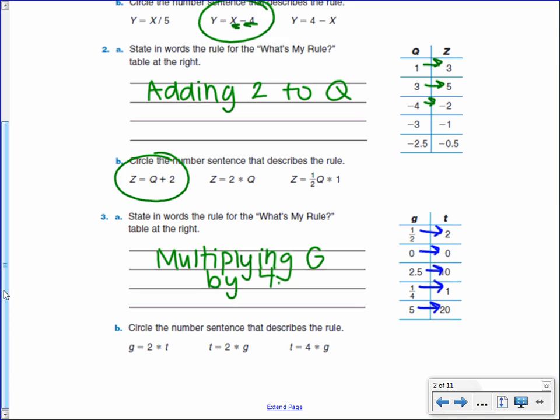Okay, how about our rule? They give us 2 times T, 2 times G, and 4 times G. Hopefully this one was the easiest one for you. The last one, right? Because we wouldn't be multiplying any of them by 2, because we just said right up here in our words that we need it to multiply by 4.